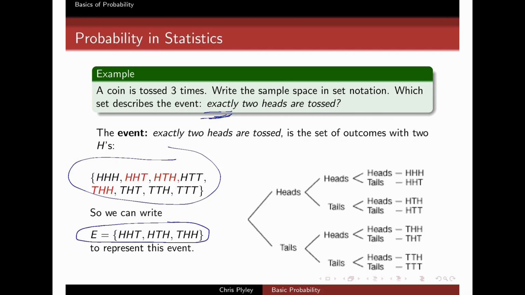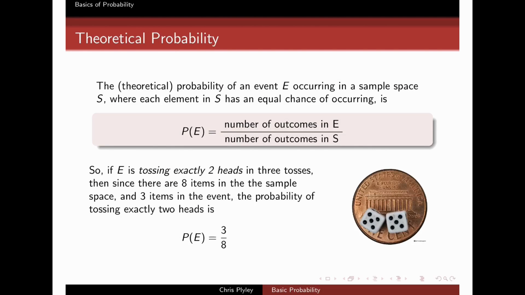Okay, and so what's our definition of probability? The theoretical probability. There's another type of probability called statistical probability, so we'll make that distinction for now.